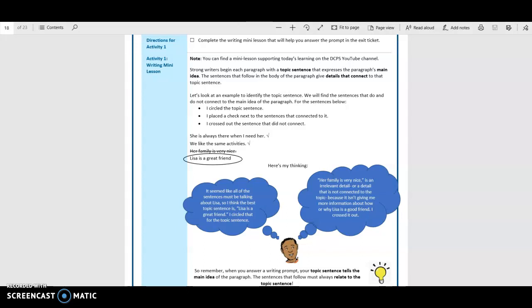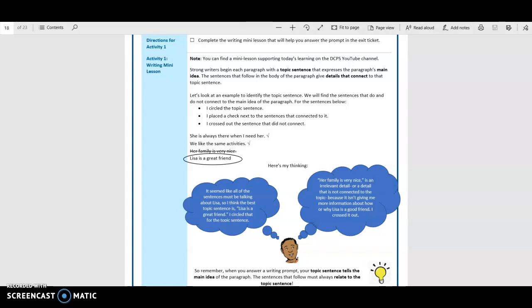So here's my thinking. It seems like all of the sentences must be talking about Lisa. So I think the best topic sentence is, Lisa is a great friend. I circled that for the topic sentence. Her family is very nice is an irrelevant detail, or a detail that is not connected to the topic, because it isn't giving me more information about how or why Lisa is a good friend. So I crossed it out.